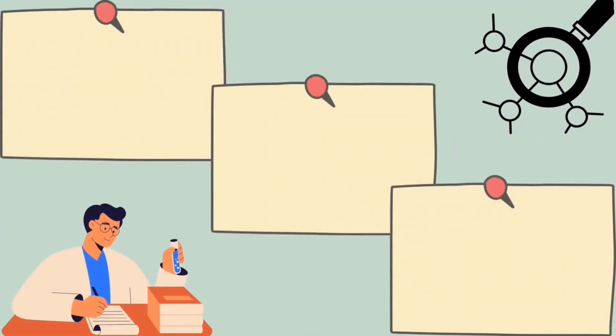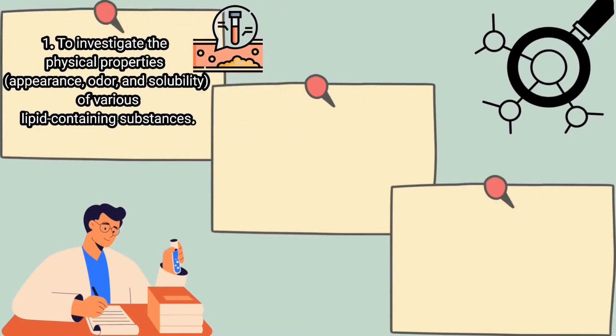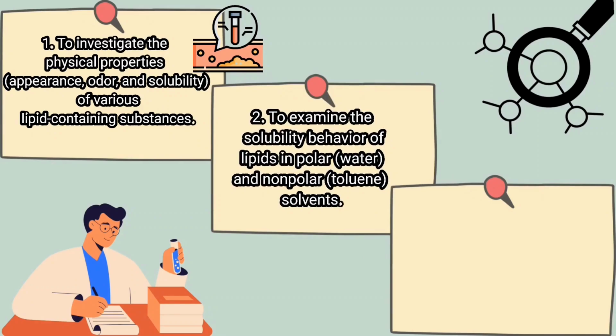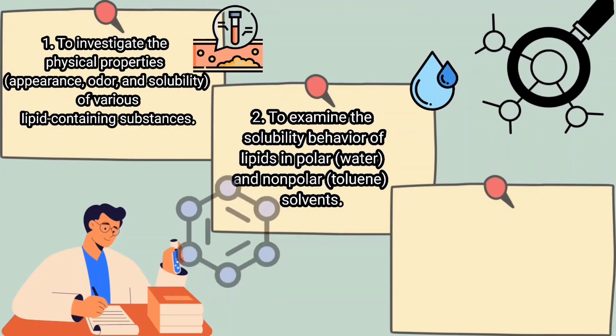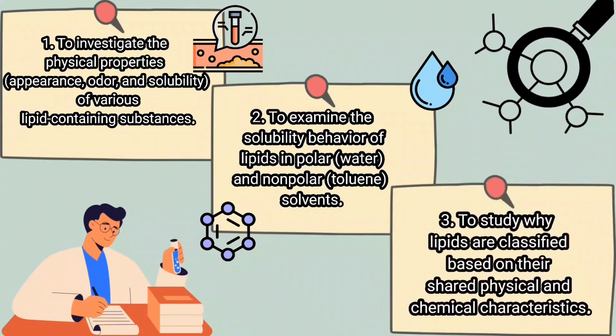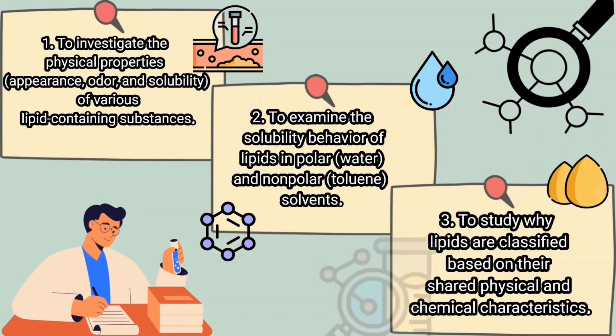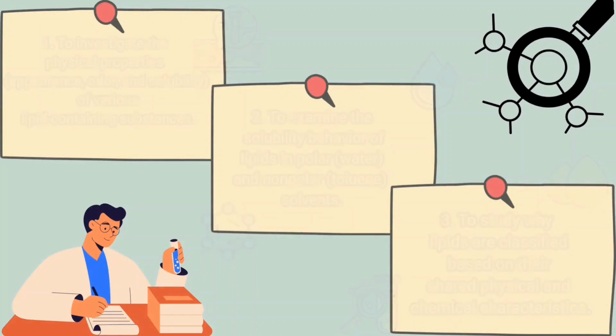The objective of this experiment is to investigate the physical properties of different lipid-containing substances, including their appearance, odor, and solubility. It also aims to examine how these lipids behave in polar solvents like water and non-polar solvents such as toluene. Lastly, the experiment explores why lipids are grouped together based on their common physical and chemical characteristics.